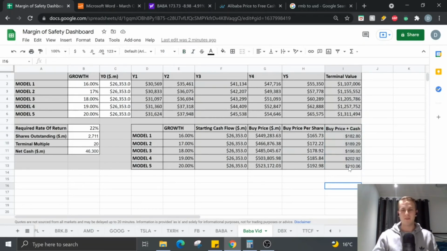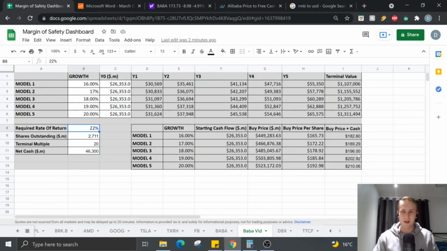So what this means is, if Alibaba can grow its free cash flow by 20% for the next 5 years and then sell at a price to free cash flow multiple of 20, and if you buy it at $210, that means you will get your 22% return per year. Same thing could be said for your $182. The free cash flow would have to grow by 16% per year and sell back to the market at a terminal multiple of 20, and that would also return you your 22% per year.